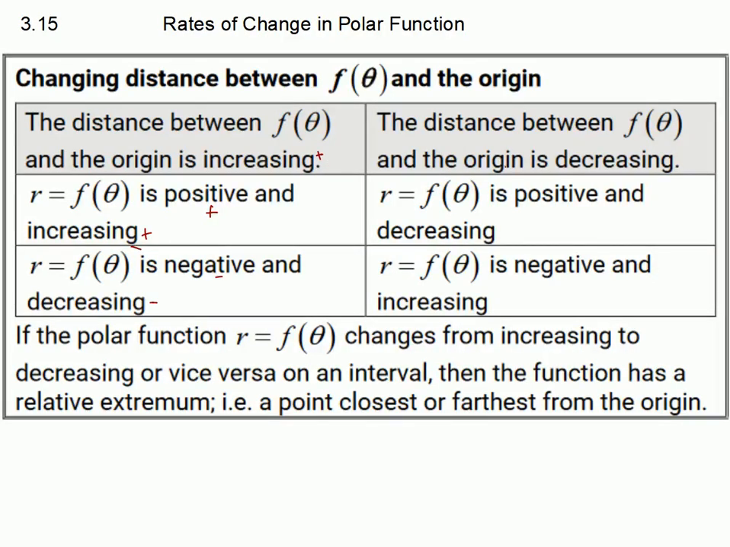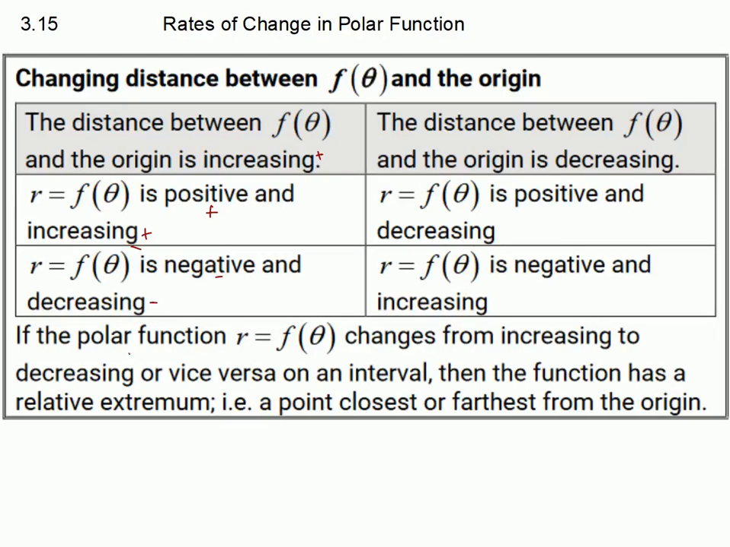So when is the distance between the function and the origin decreasing? Well, that's when we get positives and negatives together. If the function is positive but it's decreasing, the distance is actually decreasing. And if the function is negative and increasing, then the distance between the function and the origin is decreasing. So these are our scenarios, and this is how it could occur.